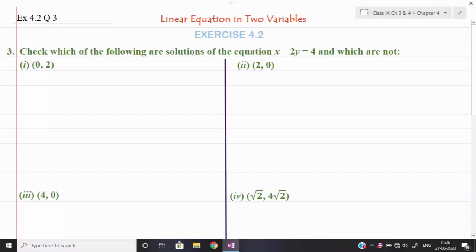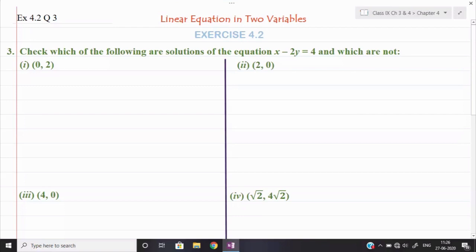Up till now, if you remember, in the last session we have seen the definition and the basic concept: what is an equation, what is a linear equation, and how we can say it is a linear equation in two variables. Then we have seen the linear equation in standard form, how to write it down, and how to find the values of a, b and c, which are the coefficients of x, y and the constant term.